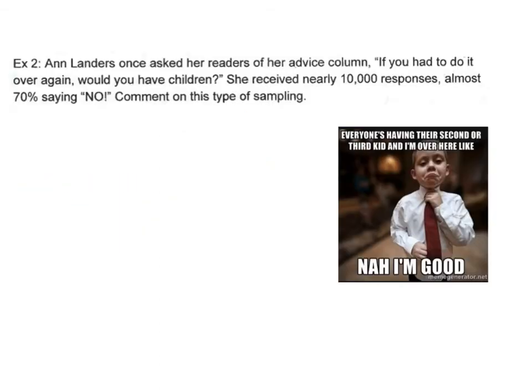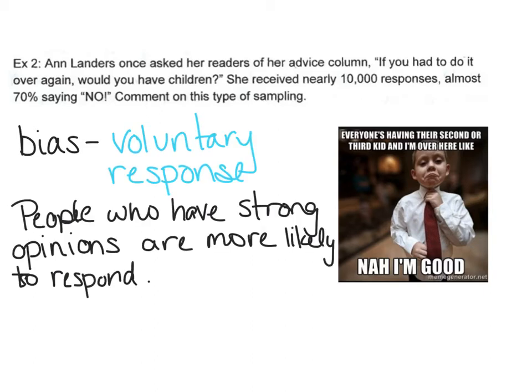The next question is about an Ann Landers column. It says, she once asked the readers of her advice column, if you had to do it all over again, would you have children? She received nearly 10,000 responses, almost 70% saying no. Comment on this type of sampling. I would say that there's a definite bias here, and it would be voluntary response. People who have strong opinions about their children are more likely to respond.